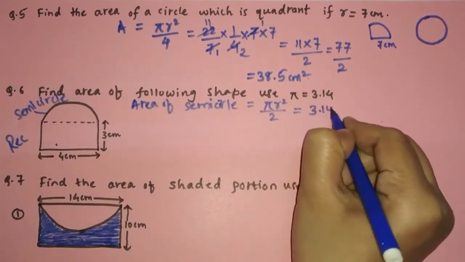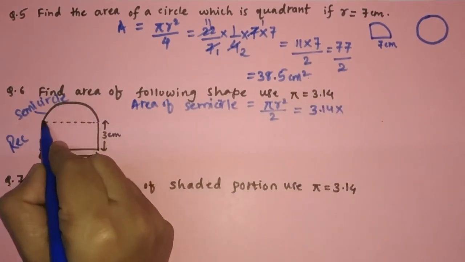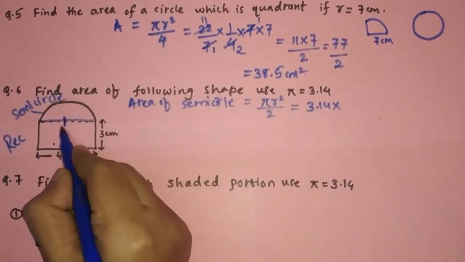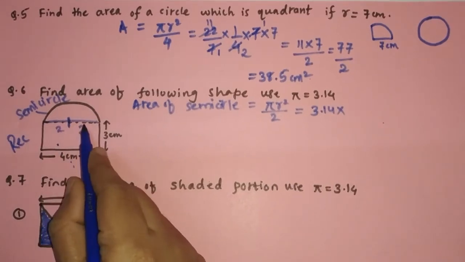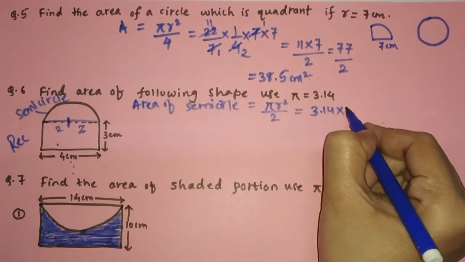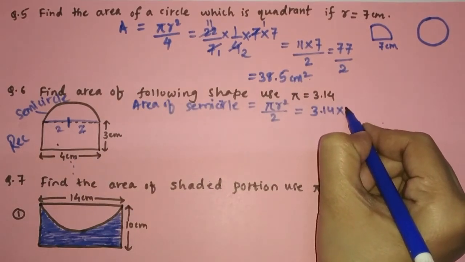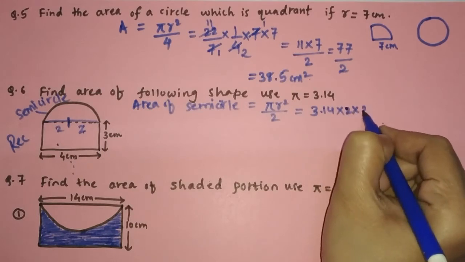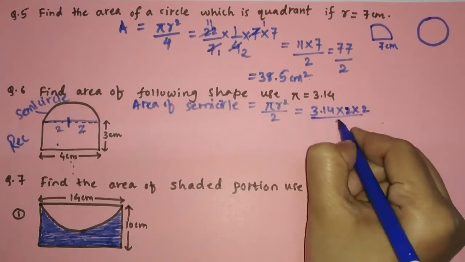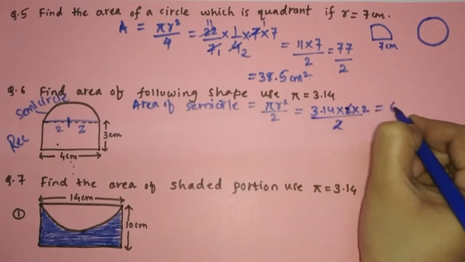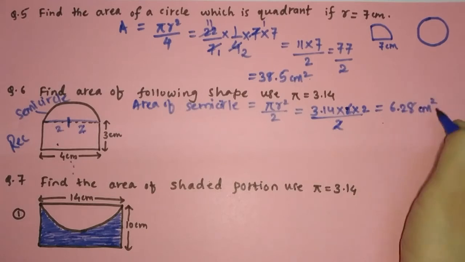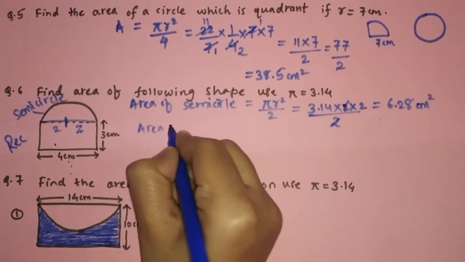Pi is 3.14 and r is, if you see carefully, this is the diameter. And if we take half of this diameter, 4's half is going to be 2. This 4 and this also 4 are parallel sides. So here we'll take 2 multiplied by 2. Okay friends, just simply we have to do the multiplication. So here 2 2s will cancel. We'll get 6.28 and it is in centimeters square. Now we'll find the area of the rectangle.